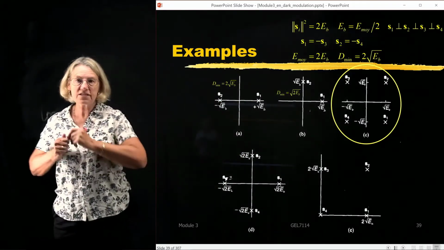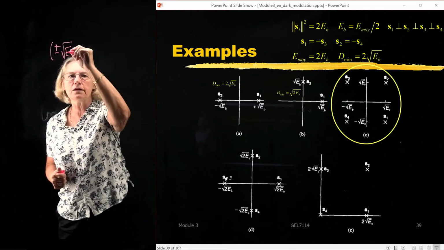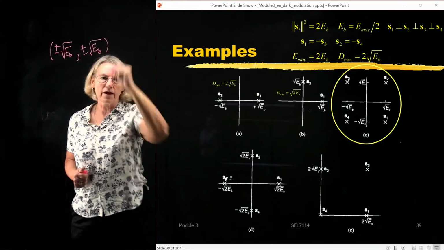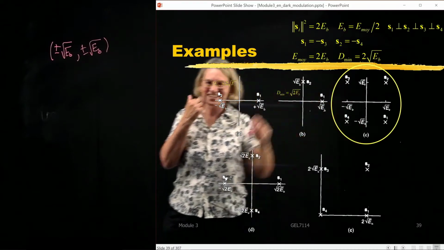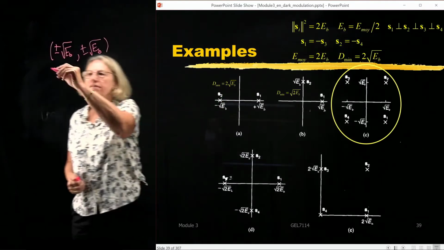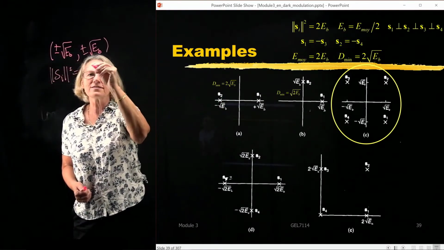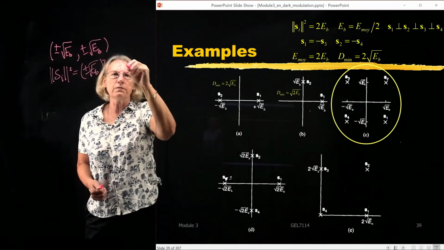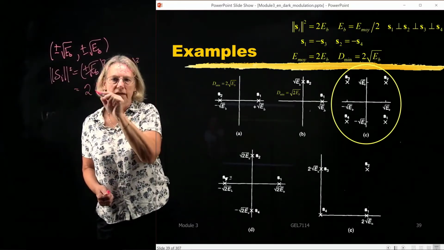So let's say for this version of QPSK, the coordinates are all plus or minus the square root of EB and plus or minus the square root of EB, depending which one they are, right? Plus, plus, minus, plus, etc., or minus, minus, etc. So when I'm taking the energy of any one of these, it is of course going to be plus or minus the square root of EB squared plus plus or minus the square root of EB squared, and that's going to give me 2 EB.